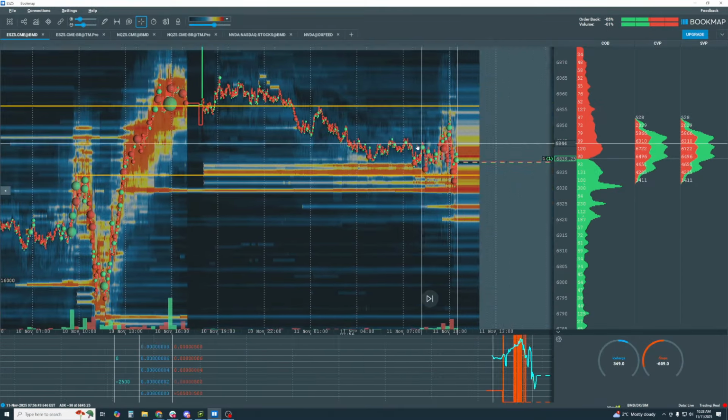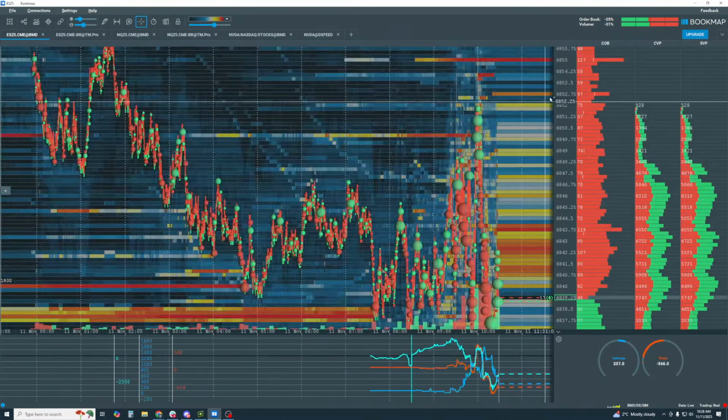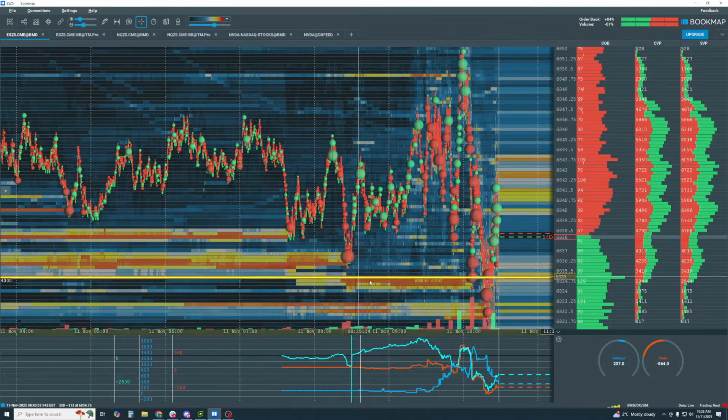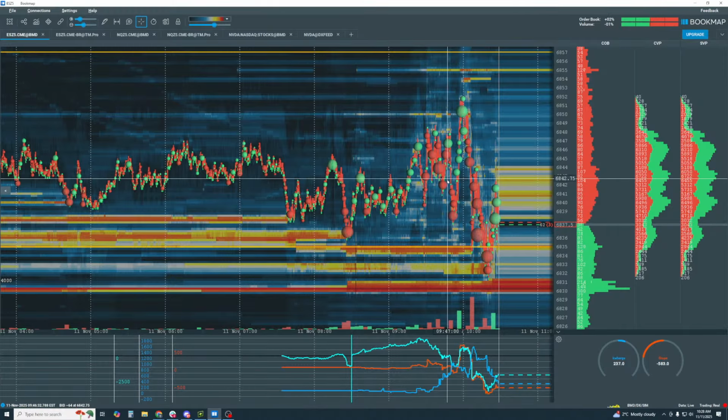All right, guys. So we're just dipping into that area right now, and let's take a look at today's activity, and a lot of liquidity down in these areas in here. So this is good. All right.